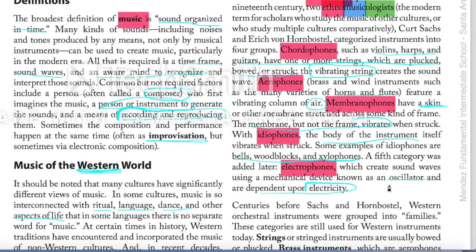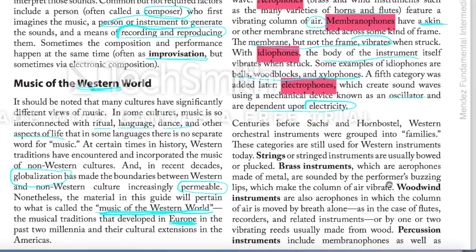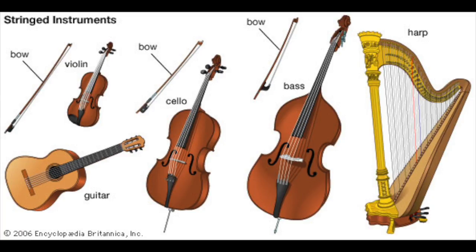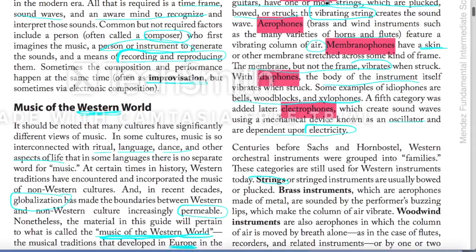that are electrical now. Centuries before Sachs and Hornbostel, Western orchestral instruments were grouped into families. These categories are still used for Western instruments today. And so you can kind of see this when orchestras are organized, when composers or the conductor talks about each part of the orchestra. There's a string section, which is the stringed instruments, right? Which are probably chordophones because they are strings that are bowed or plucked. Then we have brass instruments, right?